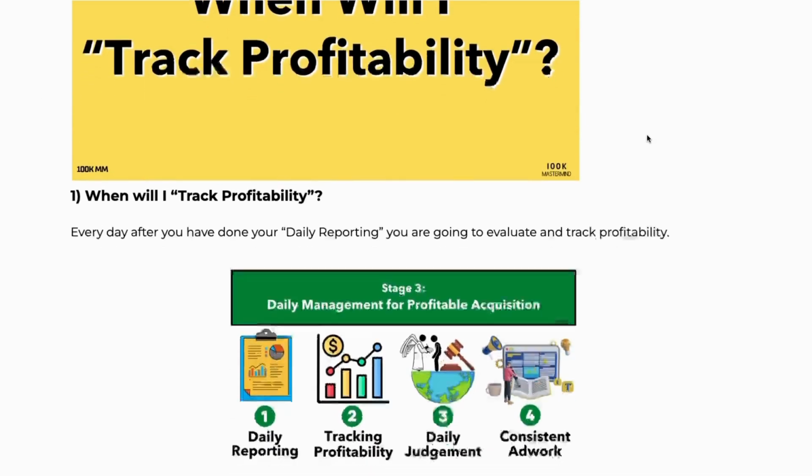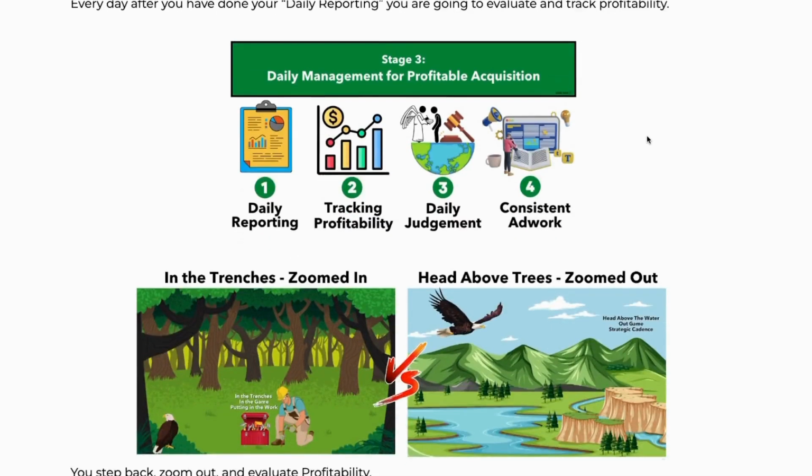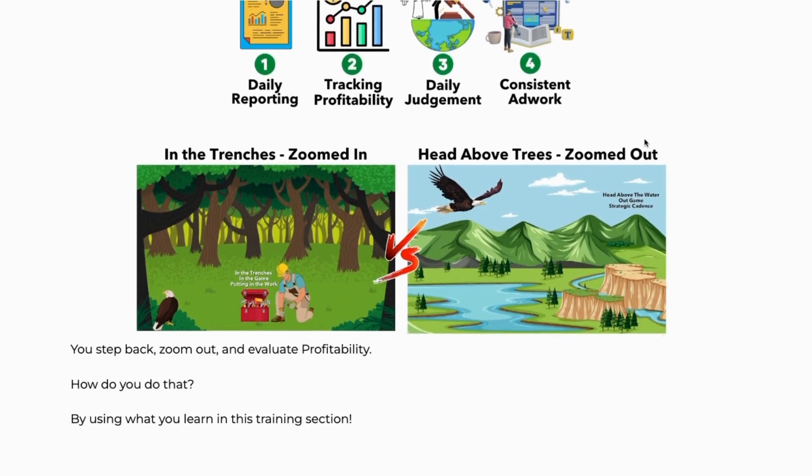What we're going to do is step back and zoom out. We're going to get our head above the water, above the clouds, and say, cool, let's see how the whole business is doing as a whole. We're going to evaluate the profitability. We're going to evaluate the acquisition.